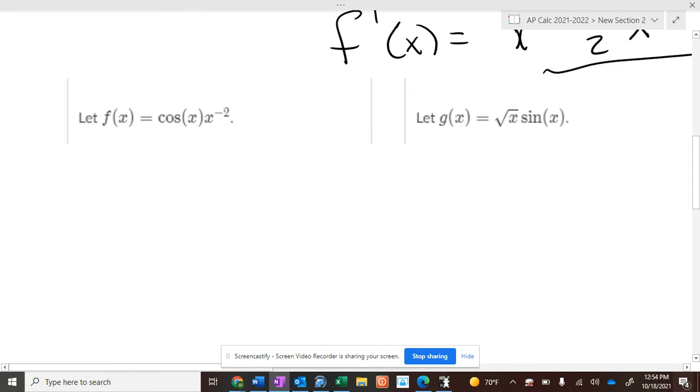And I don't like how they have them written. I think this should be written as x to the negative second times the cosine of x, because people think that this can be multiplied by this, which it cannot be. Okay? They mean this times that. So I think you should write that this way. Okay? How do we do the product rule for this?